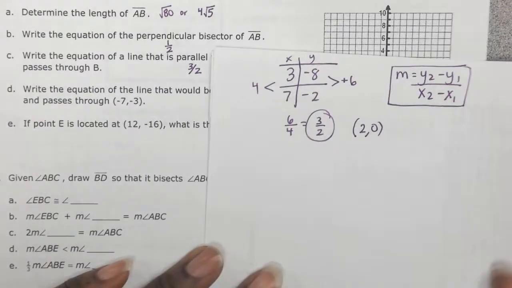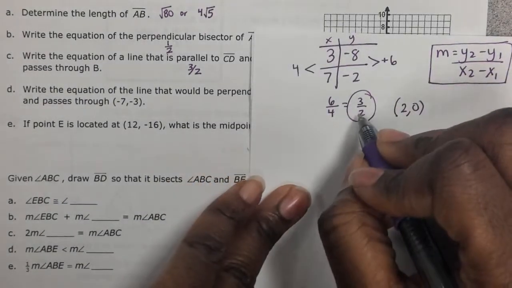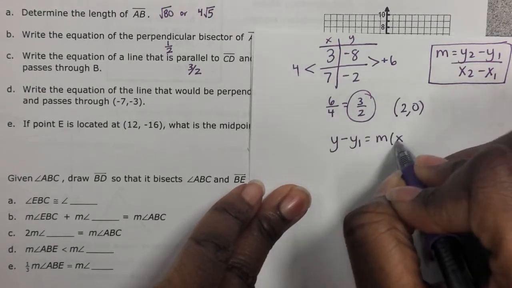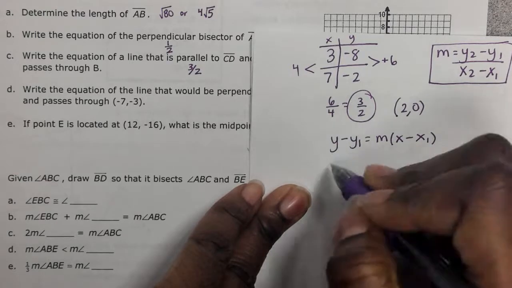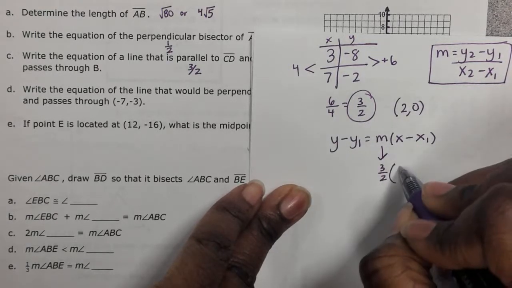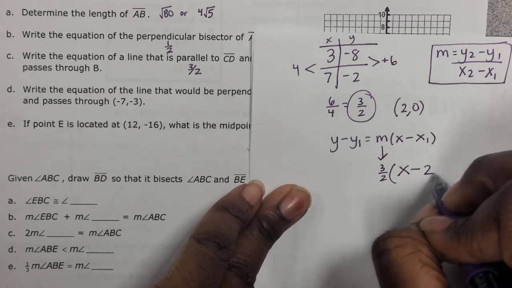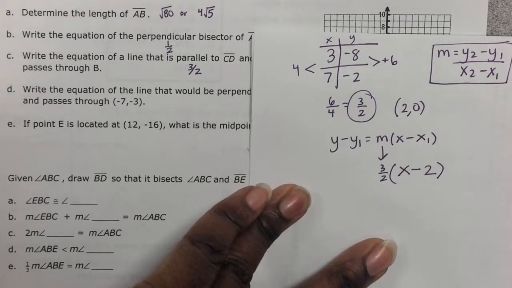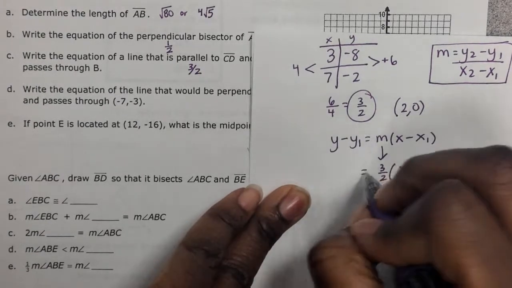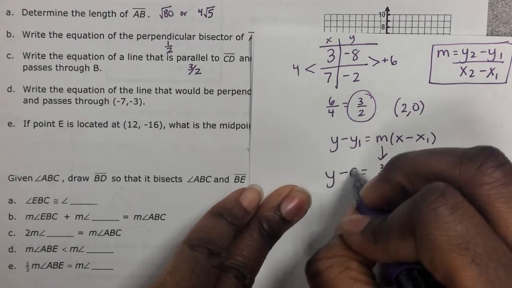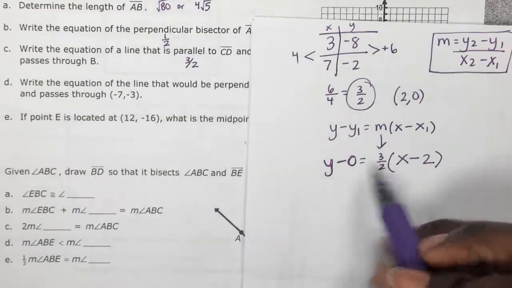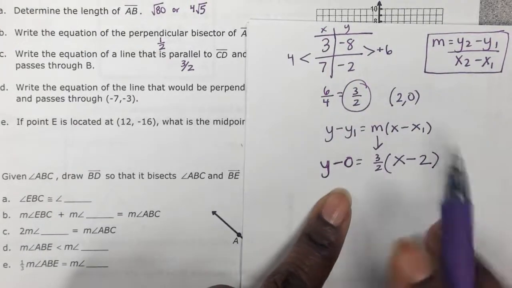So once again, if you have a slope and a point, you're going to use the point-slope formula, which is also on the formula chart. So the slope is 3 over 2, and it's going to be x minus 2. Did I do the other one right? Yeah. And then y minus 0. So from here, you've got a little bit of distributing to do.